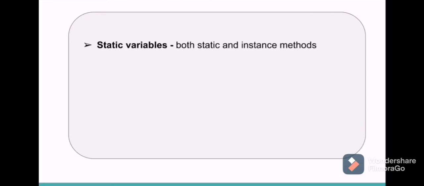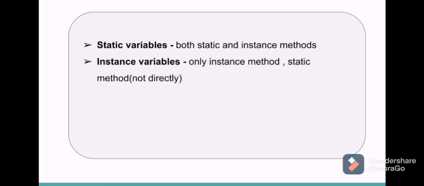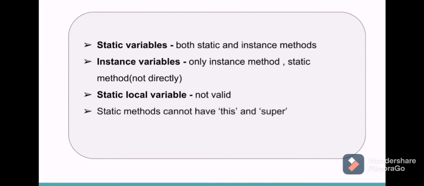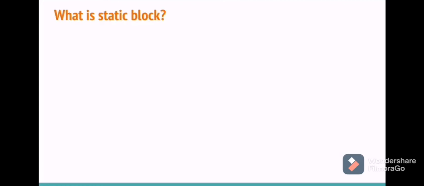So what are the key points? Static variables are accessible in both static and instance methods. Instance variables are accessible only in instance methods. In a static method, they should be accessible by using an object reference only. A static local variable, if we try to use it, is not valid. Static methods cannot have this and super keywords. Static methods cannot be overridden.